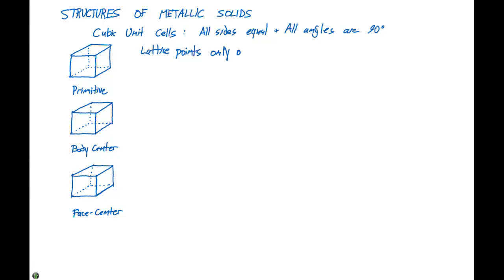Okay, so the primitive, or sometimes referred to as the simple cubic structure, has lattice points only on corners. And each corner is shared by 8 different cells. So if I was going to put the atoms on this cubic or primitive or simple cubic cell, I need to put 8 atoms on each of the corners of this particular unit cell. So I would get something that looks like this.